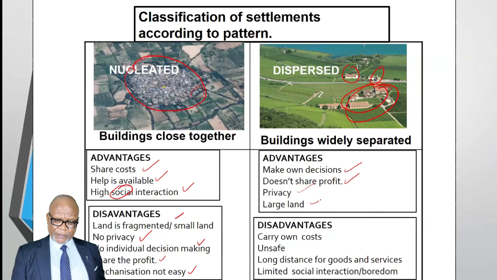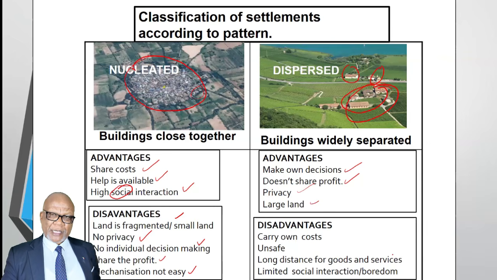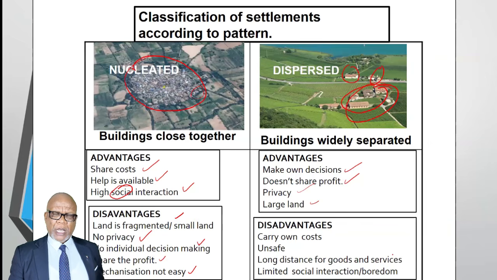And then what are the disadvantages? Disadvantages, you carry your own cost. So carry own cost is outright economic. Unsafe, it is very social. Long distance for goods and services, this is social. Now, this social, you can also make it economic. Long distance for goods and services, and therefore you spend more money traveling or more petrol traveling, which affects your money. Limited social interaction or boredom, that one becomes outright social.